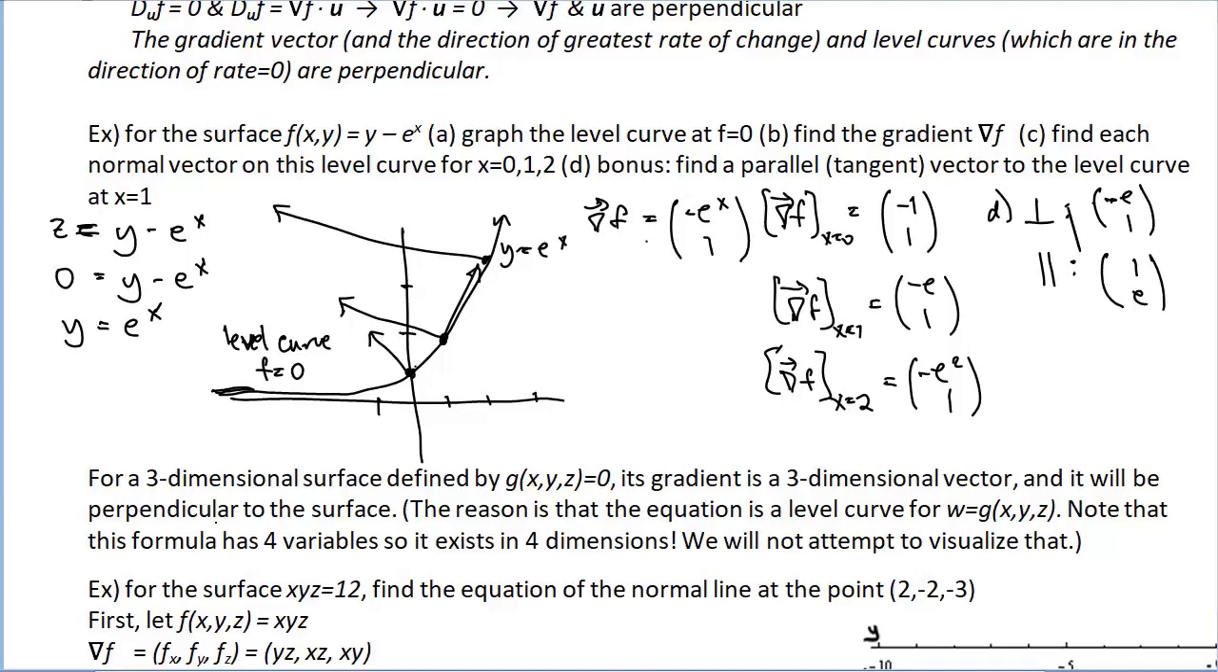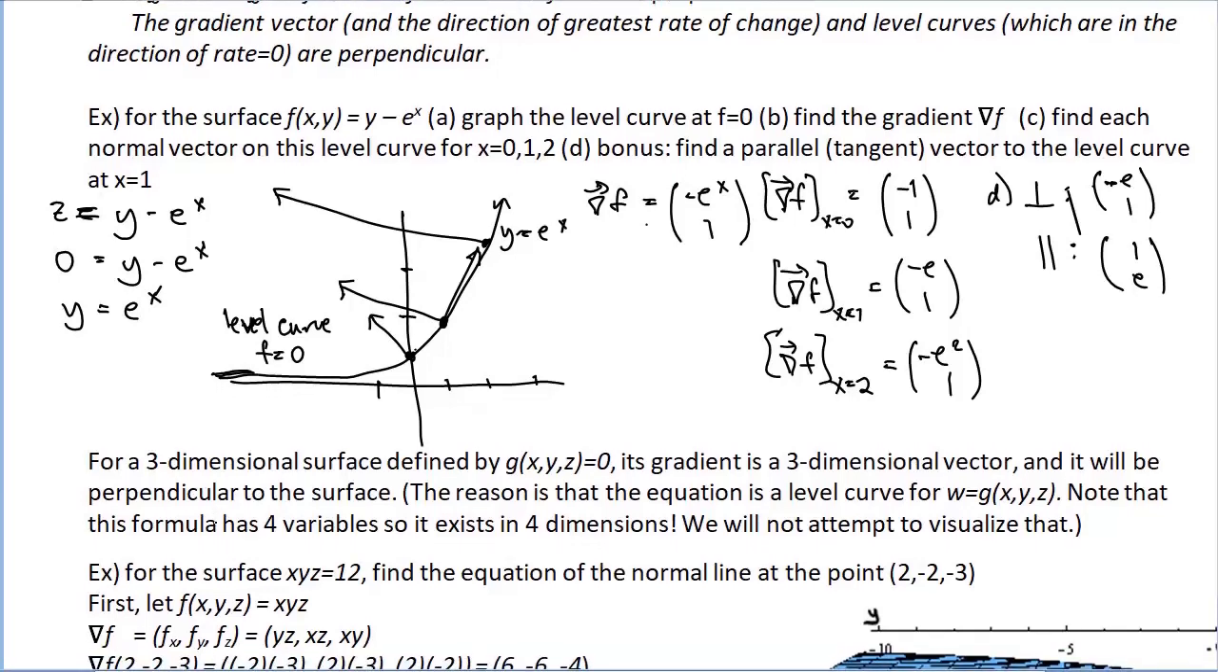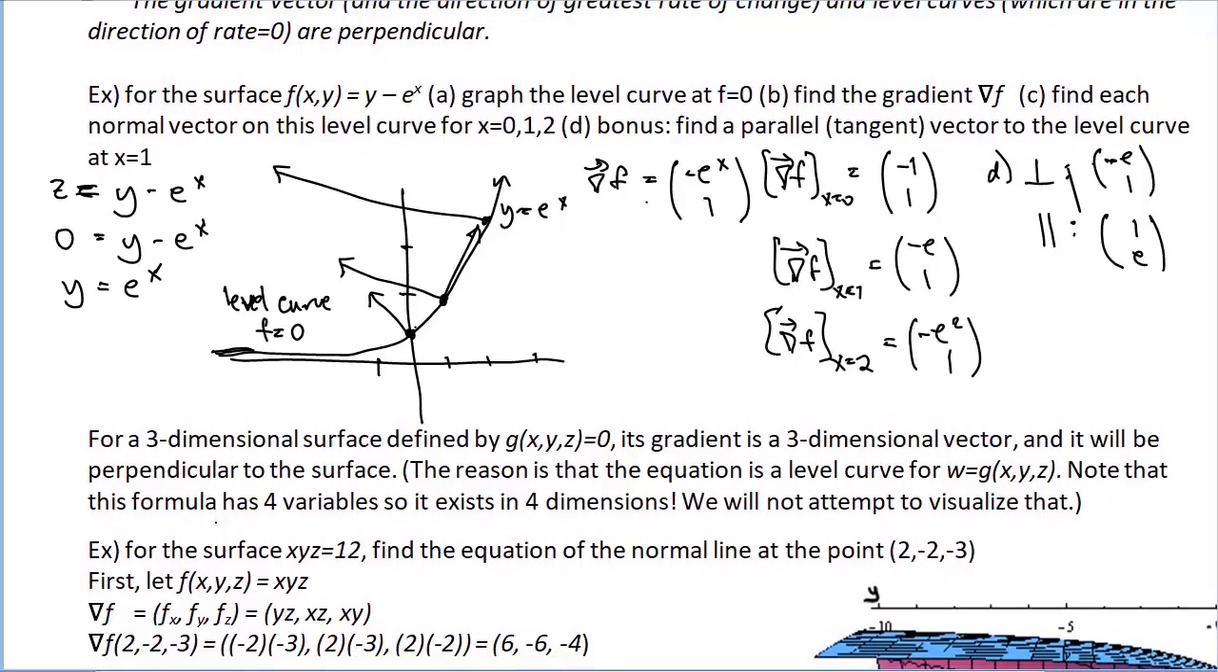So when we take the gradient of f, it will be perpendicular to the equation xyz equals 12, the level curve. So the gradient of f equals, in this case, there's three variables, so f sub x, f sub y, f sub z. Calculating that is pretty straightforward. It's going to be yz, xz, xy. Now, of course, we don't just need the formula for the gradient, we need specifically the gradient at our point. So the gradient at our point (2, -2, -3) is, just plugging it in and doing the arithmetic, we get (6, -6, -4).